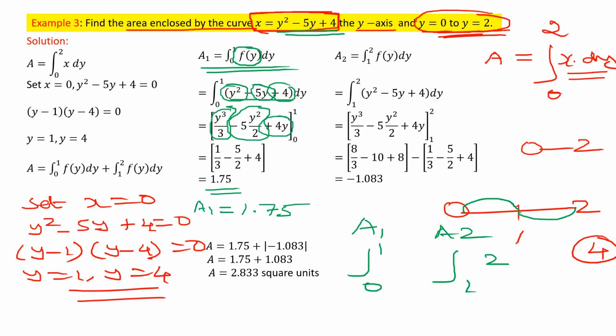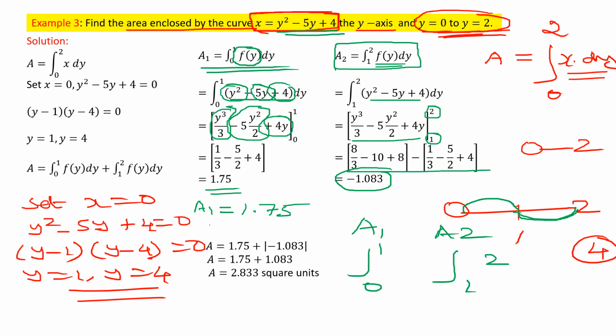For A2, we have to start from the limit 1 until 2. So we have A2 equal to integral 1 to 2 f of y dy. Again, take the same function, y power 2 minus 5y plus 4. Integrate every term with respect to y. Then substitute upper limit 2 minus substitute lower limit 1. You will get this one. By simplifying this, I will get minus 1.083.